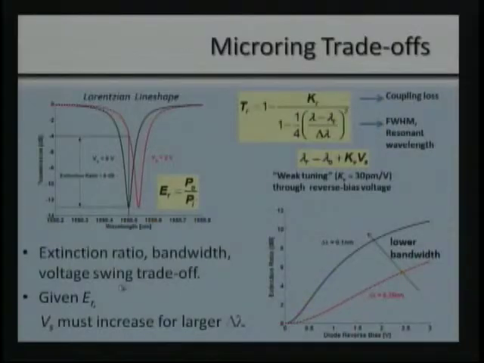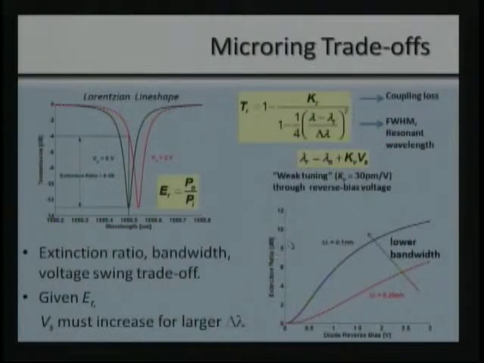And it turns out that this trade-off also involves bandwidth, because the delta lambda, the line width here, we could imagine that being broadened. And if that line width was broadened, that basically would also force us to have more voltage swing to get a certain extinction ratio.